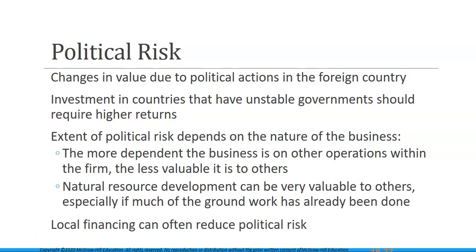And the extent of the political risk really depends on the nature of the business that is operating there. The more dependent a business is on other operations within the firm, the less valuable it is to others, and natural resource development is very valuable to others. So there's less risk in operations that are dependent on another. If we're just manufacturing parts that are going to be transferred somewhere else, that's dependent on some other part of the firm. But if we're there developing real estate or looking at the resources of that country, et cetera, then that exposes us to more risk within that country. And that is the end of chapter 18.